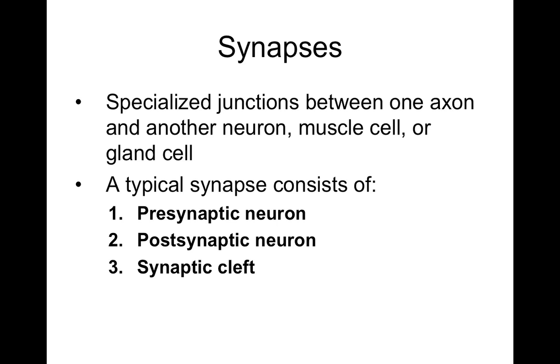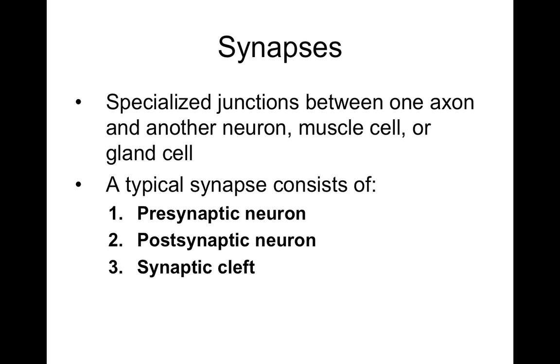The presynaptic neuron is the one that's releasing neurotransmitter. Okay? So an example of this would be if a motor neuron releases neurotransmitter onto some muscle. And the postsynaptic neuron is the one that's actually receiving signals from the presynaptic neuron. Okay? And there's a space between the two, which is the synaptic cleft. That's a space for a neurotransmitter to diffuse into.